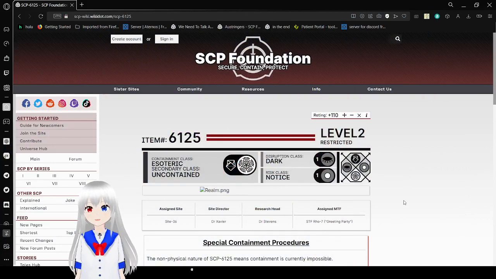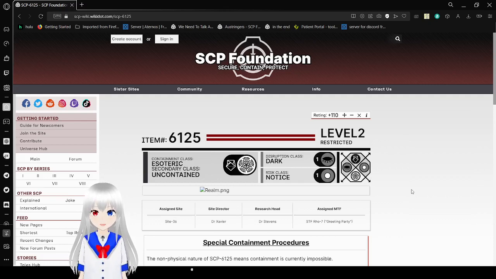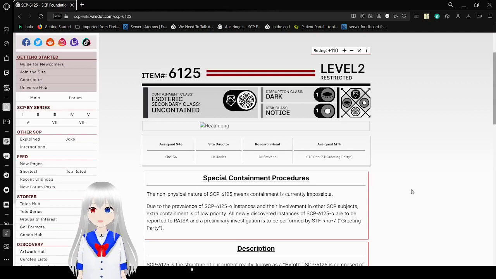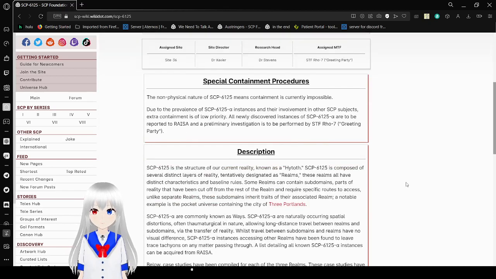Item number 6125, level 2 restricted. Oh, the PNG didn't load. Oh well. Containment class, esoteric. Secondary class, uncontained. Disruption class, dark. Risk class, notice. Assigned site, Site 36. Site director, Dr. Xavier. Research head, Dr. Stevens. Assigned MTF, SCF Row 7, greeting party. Hereby referred to as greeting party.